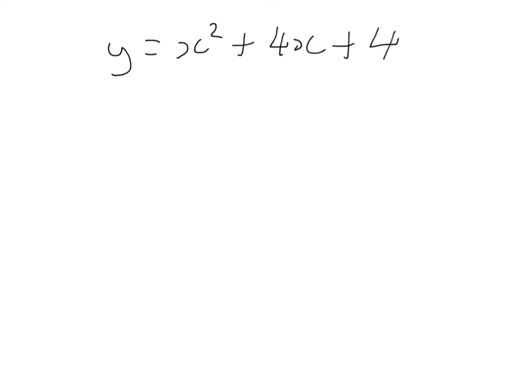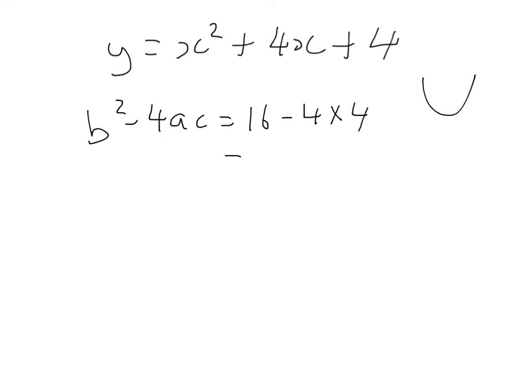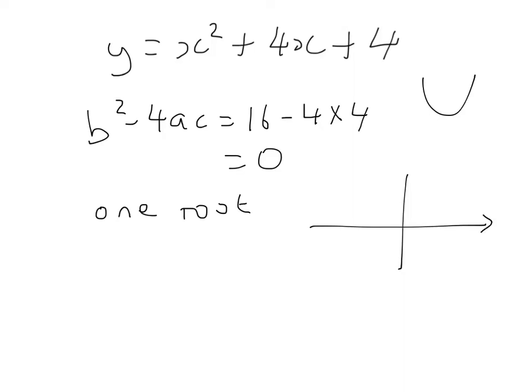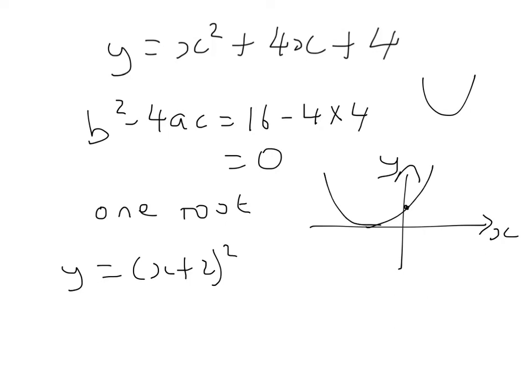What about y equals x squared plus 4x plus 4? It's a positive x squared, so it's this shape. b squared minus 4ac is 16 minus 4 times 4, so it's 16 minus 16, which is 0. That means there's only one root, there's only one solution to the equation where y equals 0. If there's only one root, that means it just touches the x-axis. It's not especially difficult to see that y equals (x plus 2) squared, so it just touches at minus 2, so it's that shape here. That's (minus 2, 0), and when you put x equals 0 into the equation for y, y equals 0 plus 4, so we get (0, 4).